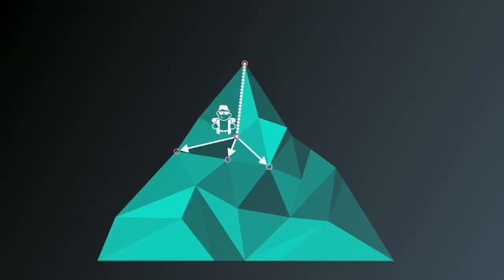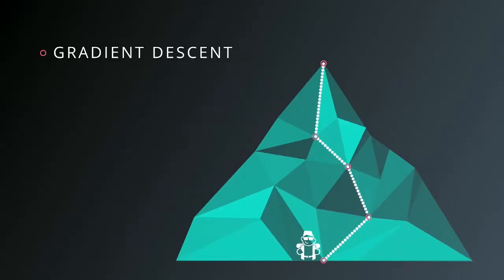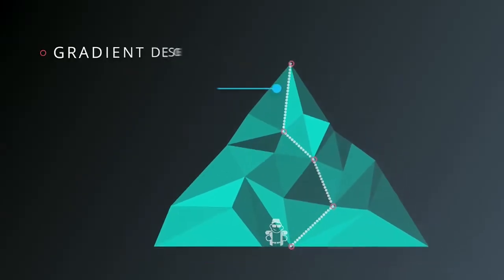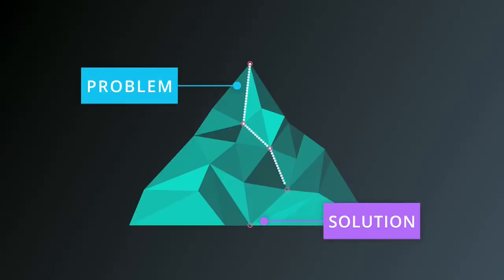And then we restart the process. We look around us and see in which directions we descend the most and take a step in that direction. And we continue this process until we descend the mountain. This algorithm is called gradient descent, and we'll be using it extensively in machine learning. You can think of the mountain as the problem you want to solve, and the bottom of the mountain as the solution. And our process to solve the problem is to take tiny steps in the correct direction that will get us to the solution.